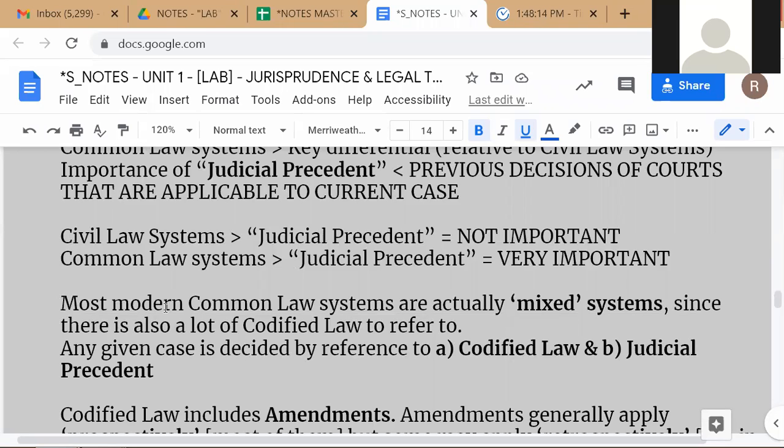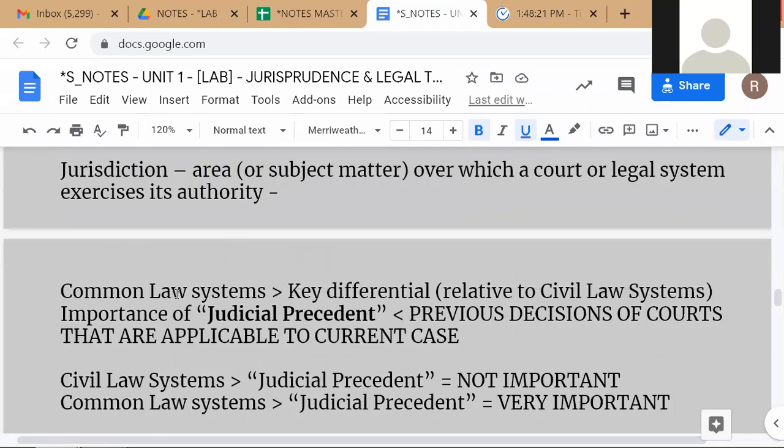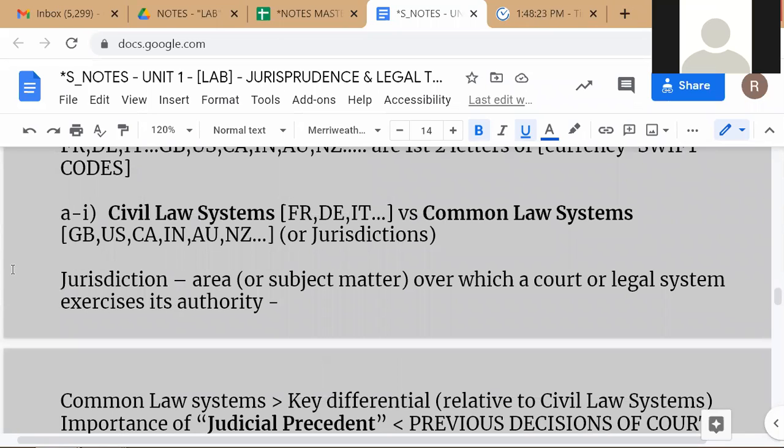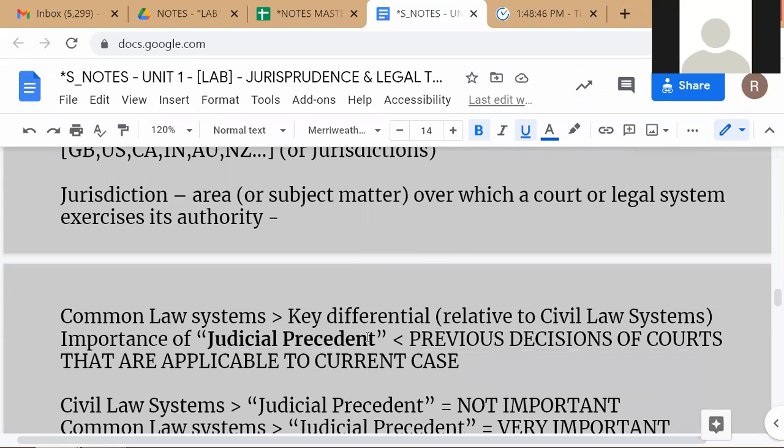So, sir, why in the initial slide is India written as an example of a common law system? Yeah, because India is a common law system. We still call India a common law system, although it's actually now a mixed system. In India, we follow the British legal system. There's no real difference in the way the system functions in India versus Australia or the US or Britain. It's the same system in the sense that you have some codified law now, but you also have the tremendous importance of judicial precedent.